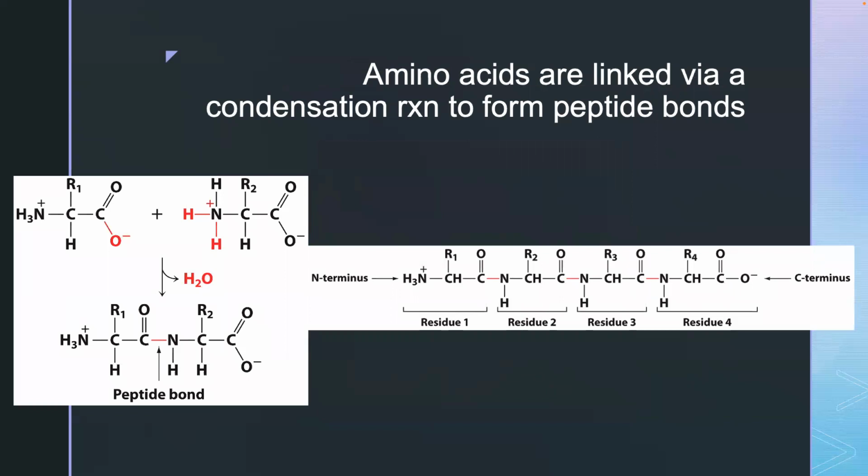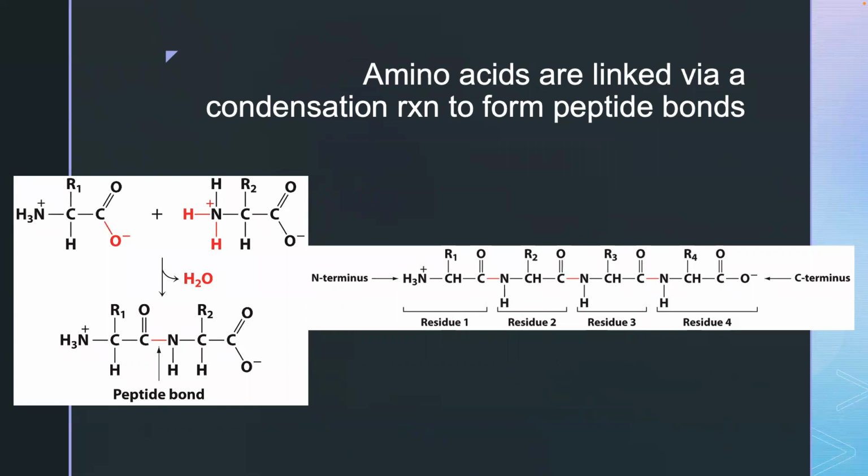Amino acids are linked via a condensation reaction during translation, and this happens through peptide bonds. The backbone, again, this is the easiest way to remember it, is that you're just going to have repeats of nitrogen, carbon, carbon, nitrogen, carbon, carbon. The alpha carbon is going to be where that R group is located.